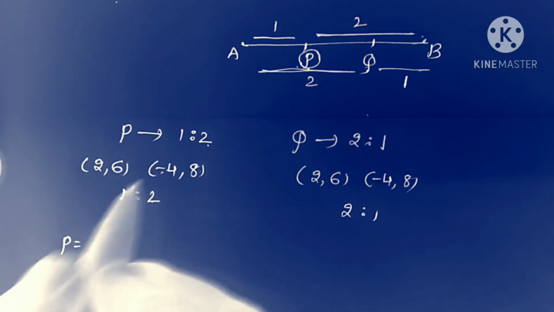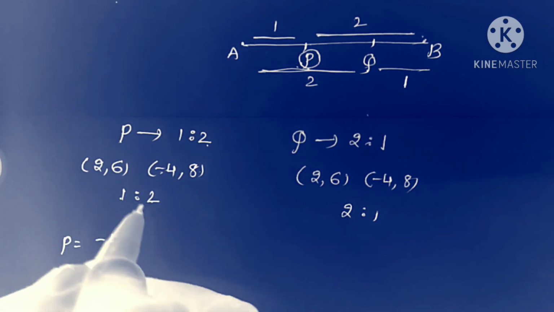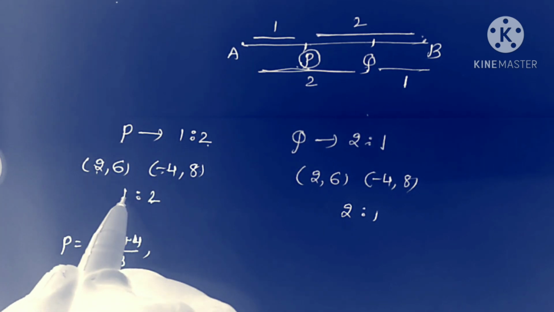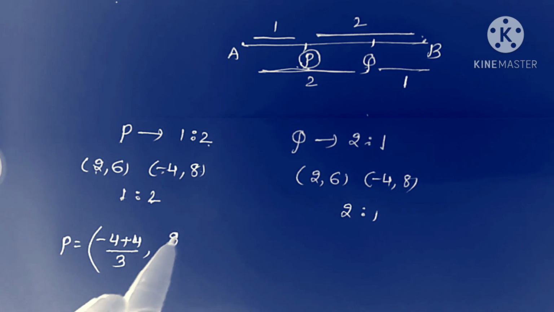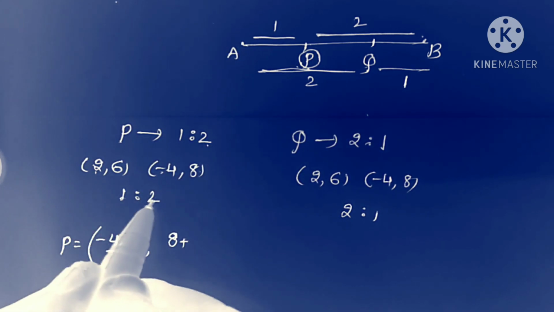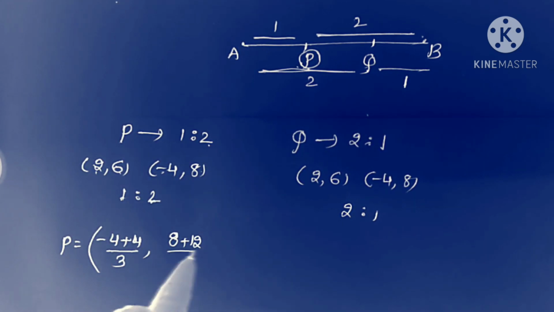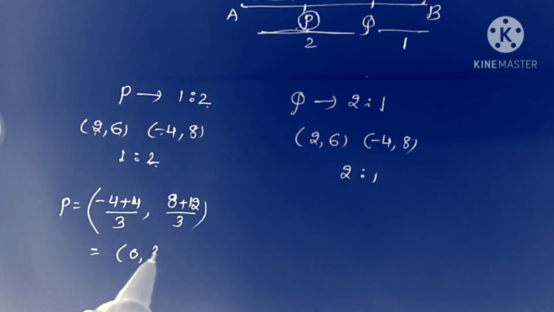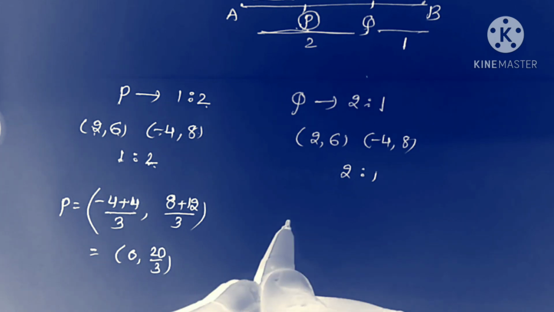P is equal to m is to n, (x1, y1), (x2, y2): m x2, 1 into minus 4, plus n x1, 2 twos are 4, by m plus n, 1 plus 2, 3, and m y2, 1 into 8, plus n y1, 2 into 6, 12, by m plus n, 3. That is (0, 20 by 3). This is the first point.